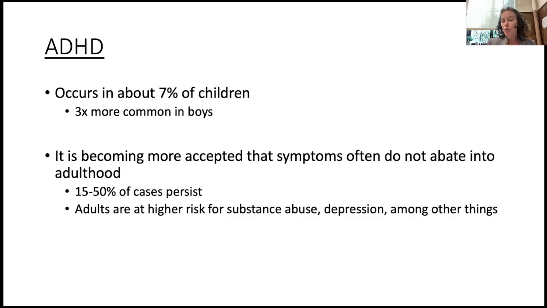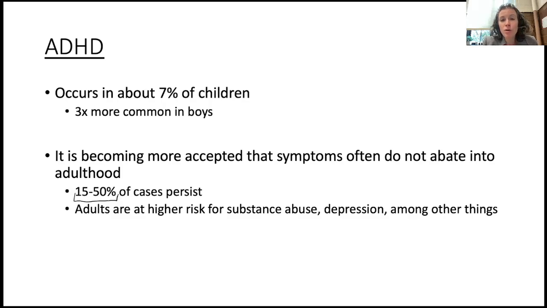But unlike what you heard me say about how it was earlier thought that this was really a disease of childhood and would disappear into adulthood, it's becoming more accepted that symptoms often don't disappear as we age. About 15 to 50% of cases persist, right? So this is a huge range.